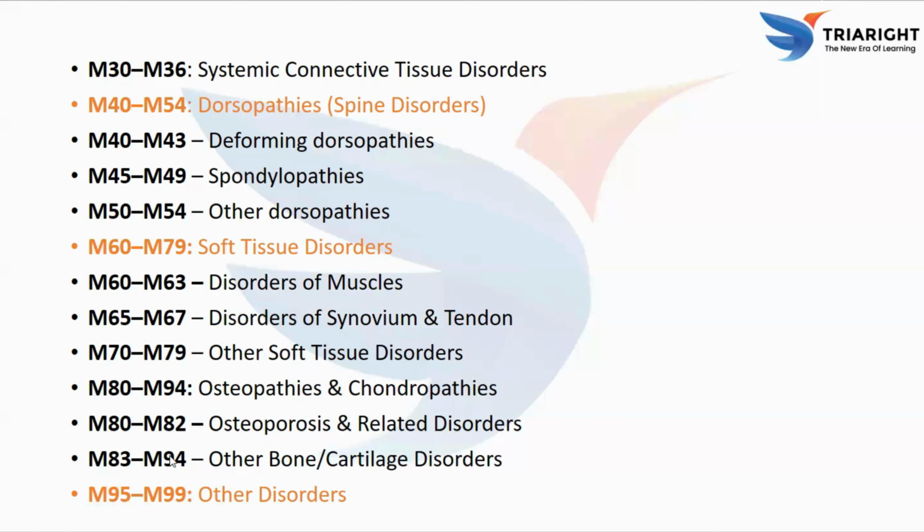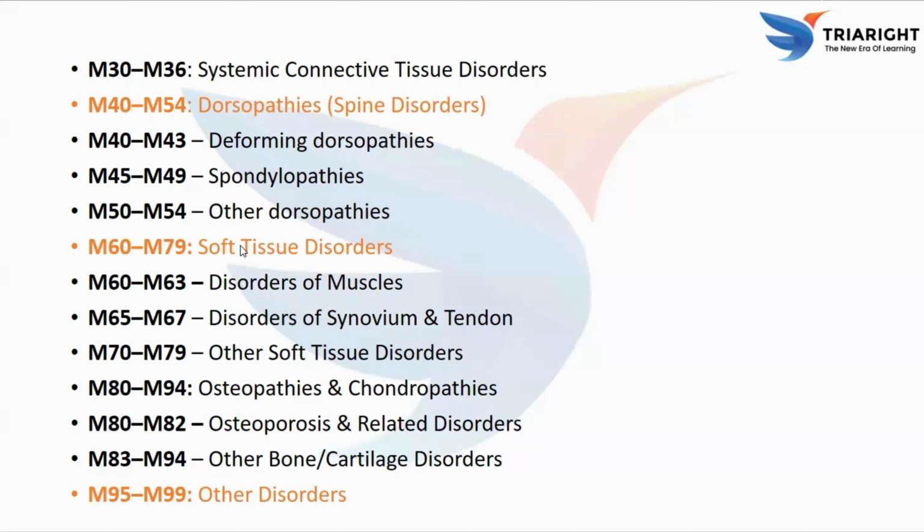And then M83 to M94 code ranges, they include the bone or cartilage disorders, nothing but these include abnormal bone growth, cartilage diseases, and also the bone necrosis. For example, osteomalacia, softening of the bones, and also osteochondritis. So the last code range M95 to M99, they describe the other disorders. So these are the miscellaneous conditions which are not included in the previous sections. For example, acquired deformities of the musculoskeletal structure.